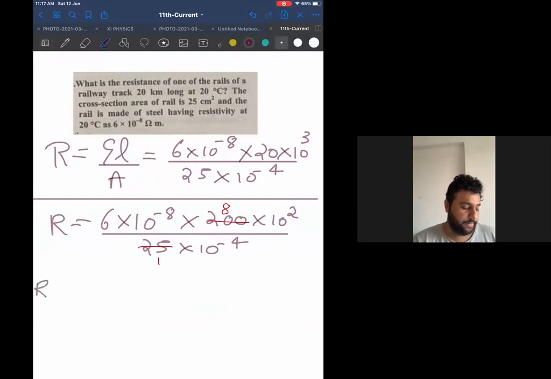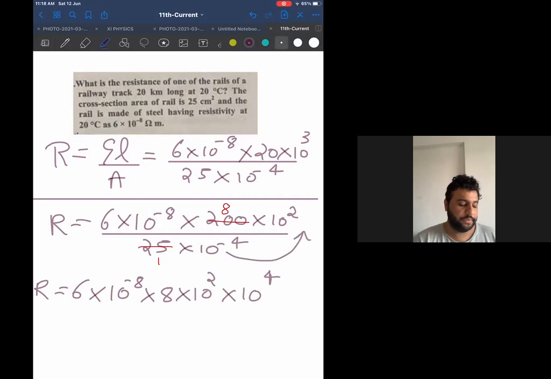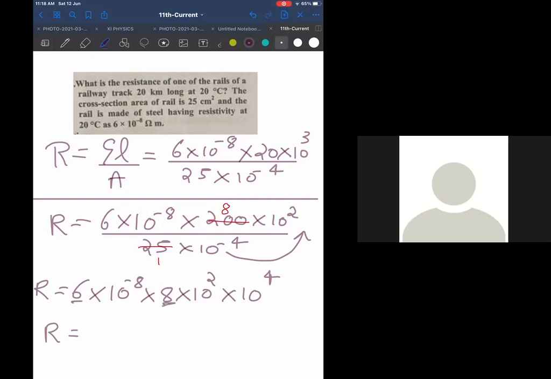Therefore, R will be equal to 6 into 10 power minus 8 into 8 into 10 power 2 into 10 power plus 4. Means 10 power minus 4, I have taken it over here, it will become 10 power plus 4. My denominator is gone completely. So it is direct substitution now. Therefore, I can say R is equal to 6 into 8 is 48.